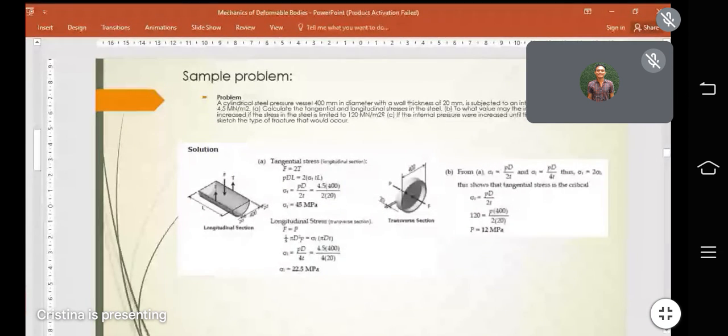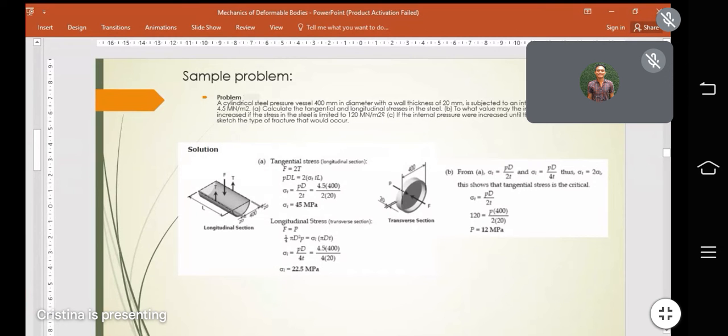For the longitudinal, the same. Use PD over 4t. Substitute the values, we get 22.5 MPa. As you can see, tangential is just twice that of the longitudinal. Very easy lang siya, di ba? Direct substitution lang. So, do you have any questions? Wala na.